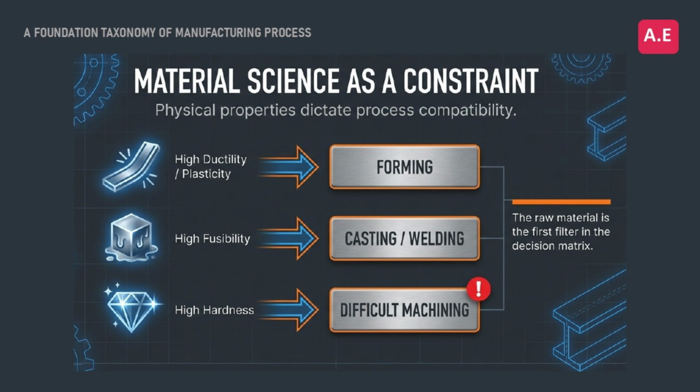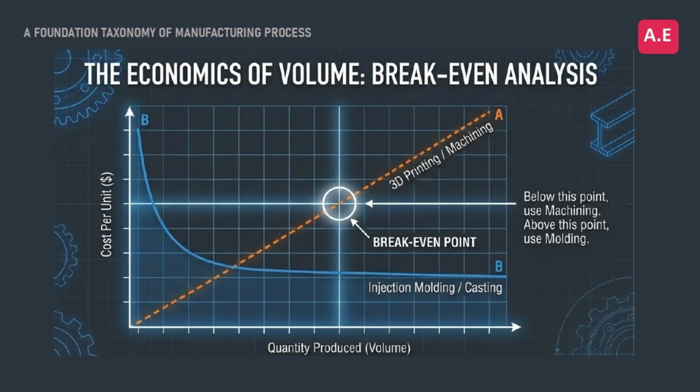And then there's the economics of volume. This chart is crucial. Processes like die casting or injection molding have high upfront costs for tooling, but a very low cost per part. This makes them economical at high volumes. On the other hand, 3D printing has almost no tooling costs, but a higher cost per part, making it perfect for low volumes and prototypes. The break-even point tells you which process is most profitable for your production run.